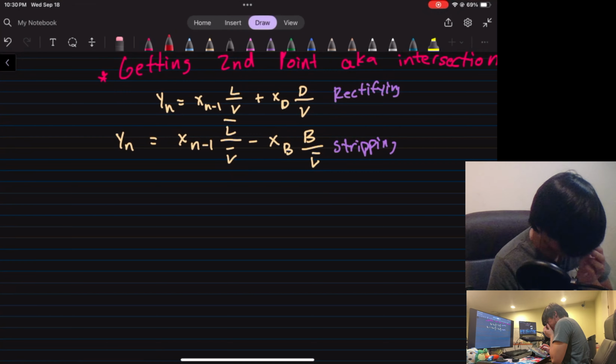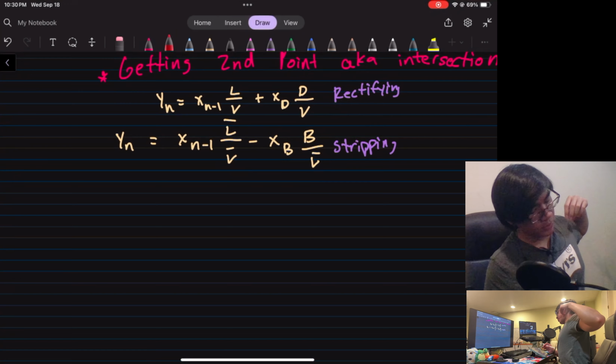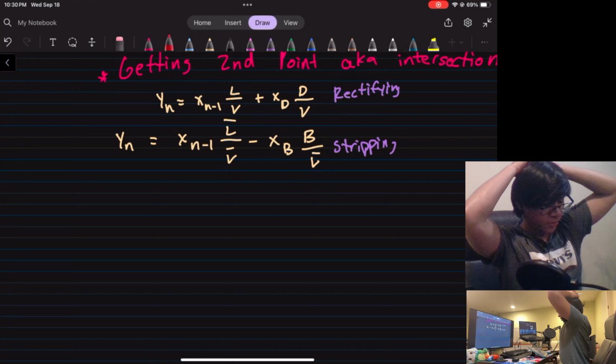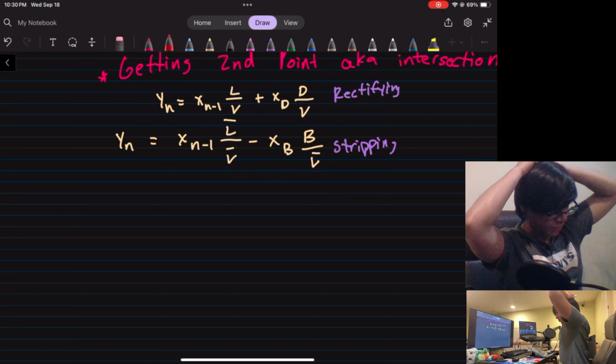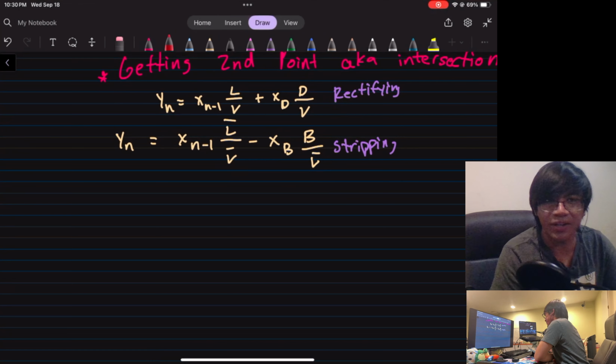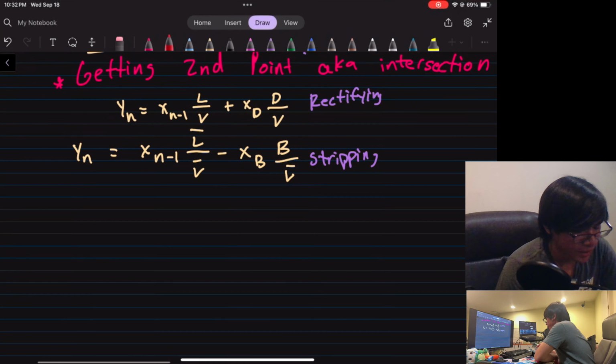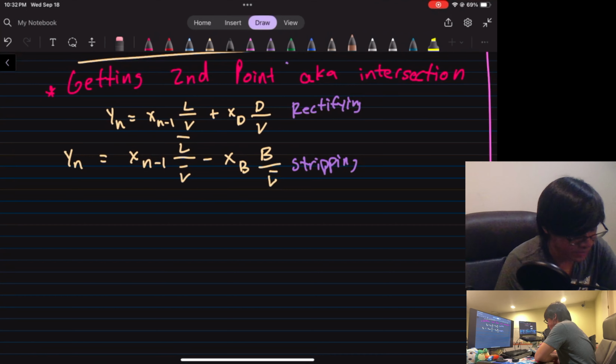And I believe we're going to set these equal to each other. Let me check. I'll pause and try to make sure I don't get anything wrong here. Okay, so yeah, since we're setting them equal to each other, it's an intersection.